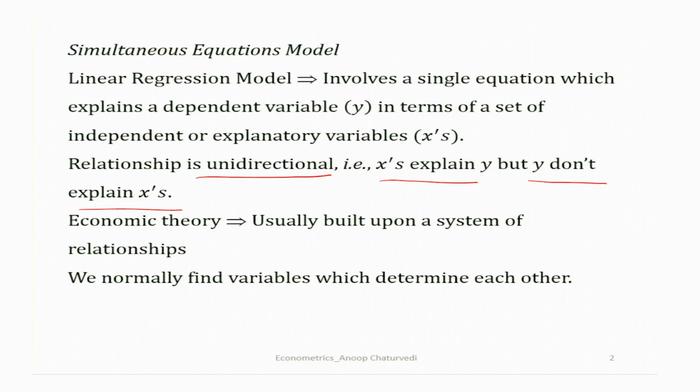Then in many economic theories you have a system of relationships. So, many economic theories are usually built upon a system of relationships, and in such a system of relationships we usually find variables which determine each other. So, in some equation you have a particular x which is determining y, and in some other equation you may have the relationship in which y is determining x.